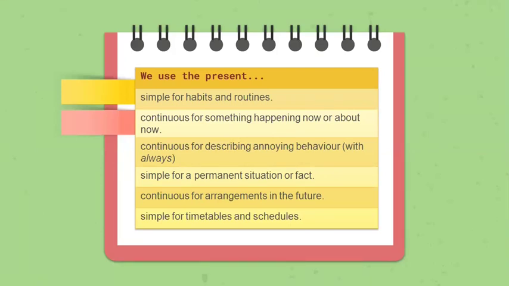A good example of a timetable or schedule is the plane leaves at 5 o'clock. So we are talking about a future event, but we use present simple because we are talking about a scheduled flight or a scheduled train leaving.